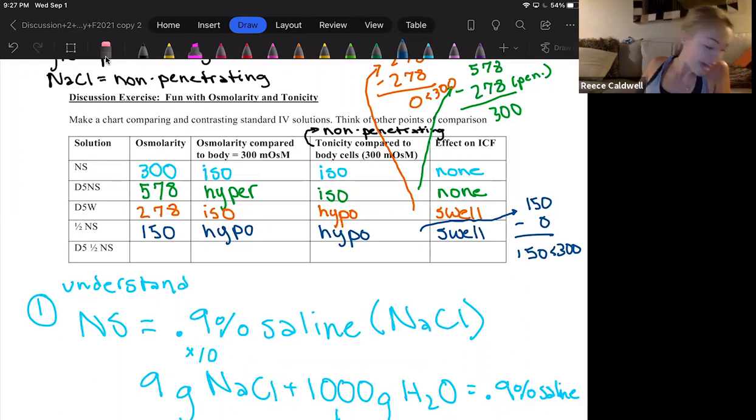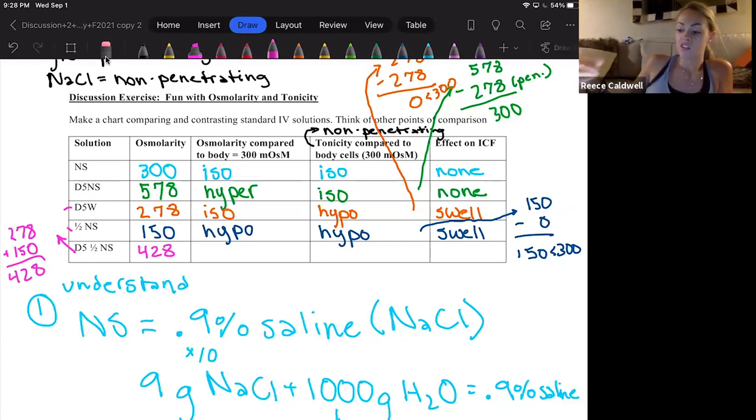Alrighty, so now we're on to our last one. What color did I use here? I used pink. So D5 half normal saline, we can do a really small, simple calculation right out here. We have that D5, which is 278. We will add that half normal saline that we saw before, 150, and that is going to give us 428. So our osmolarity is 428 milliosmoles. This is considerably larger than 300 when looking at the osmolarity, so it will be hyperosmotic.